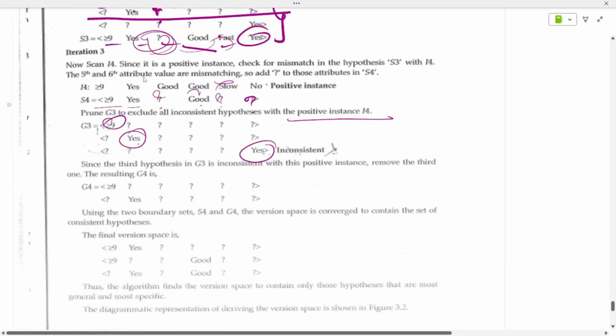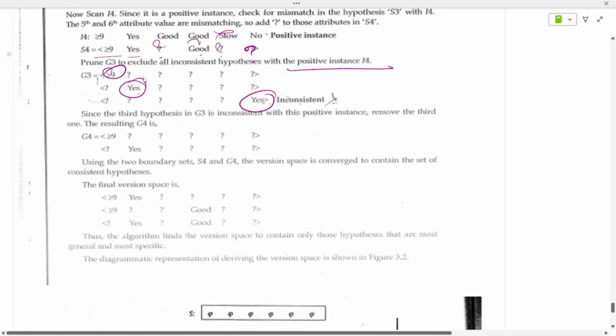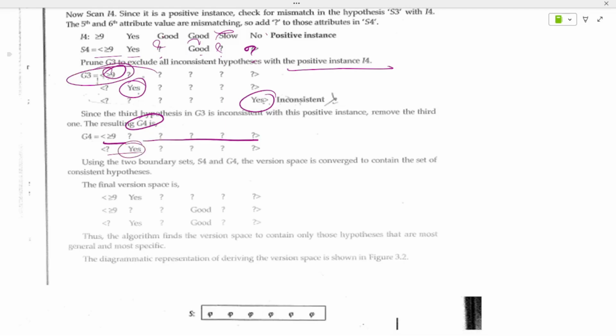Now what you have to do for inconsistent means you have to check the third hypothesis and remove that, so that the resulting G4 you will be getting. Okay, now the third, G3, you will be removing and you will be replacing this, and now you will be getting the final hypothesis is greater than 9, yes, question mark, question mark, question mark, question mark, this, and you will be considering this again, this, and here it will be good and here it will be good, here you will be taking the yes.